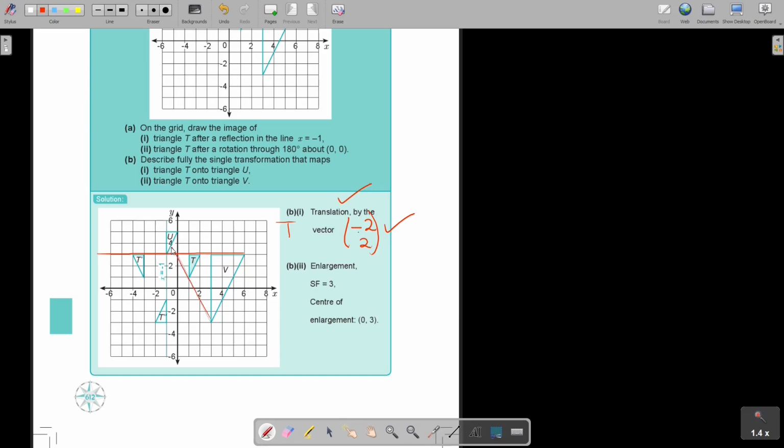Okay, and then where is that point? There's the point where all the lines intersect. So it's an enlargement. Now the scale factor, just count your blocks. If you look on this, it's 1, 2, 3, 1. So the image divides the original. So 3 divide 1, so it's a scale factor of 3. And then the center is (0, 3).